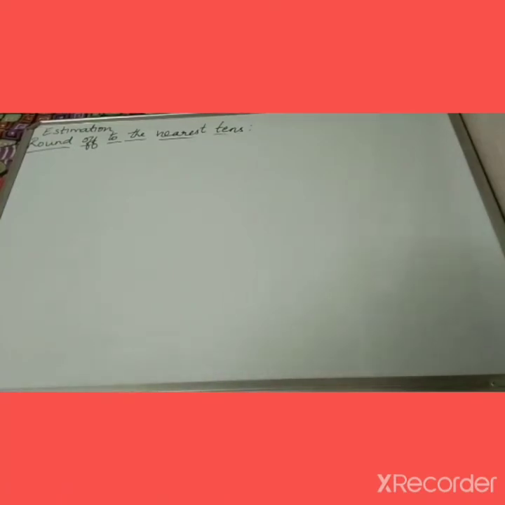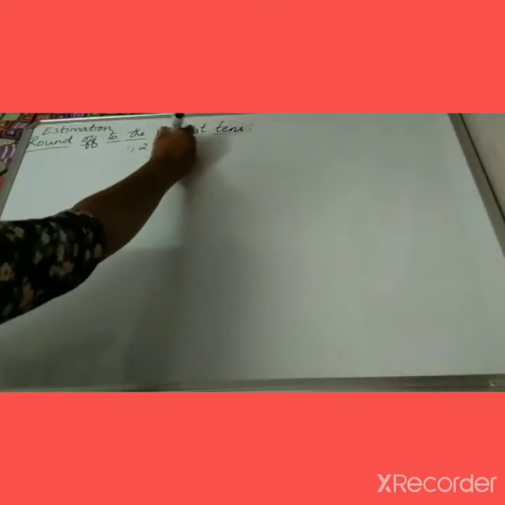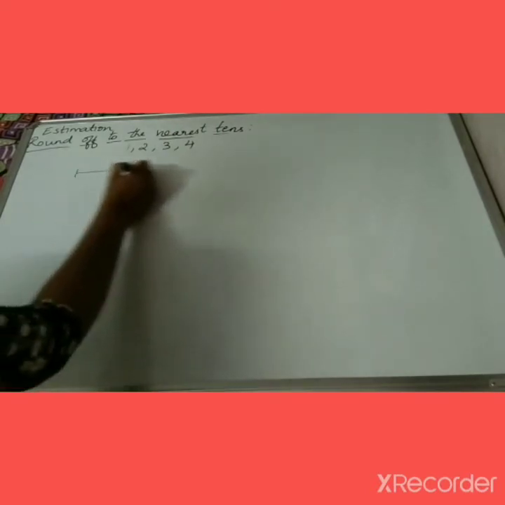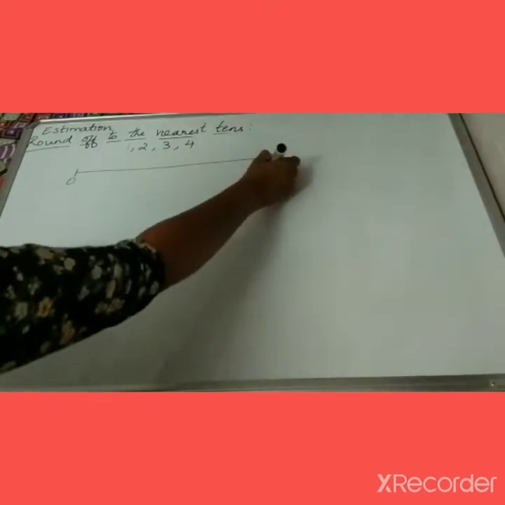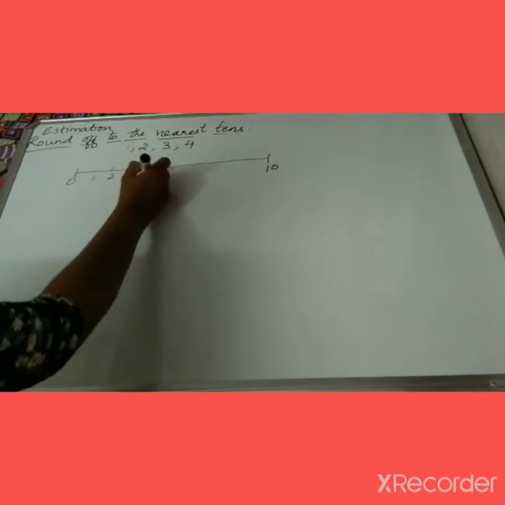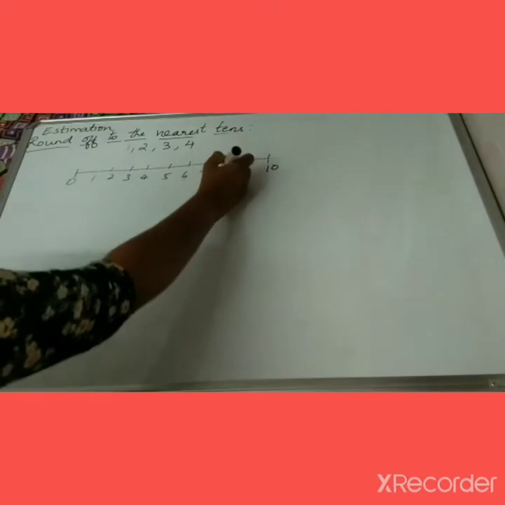Round off to the nearest tens. Now consider the numbers 1, 2, 3 and 4. When you look at the number line, you have 0 here and 10 here, and the numbers 1, 2, 3, 4, 5, 6, 7, 8, 9 and 10 in between.